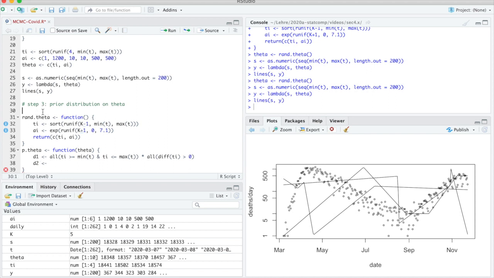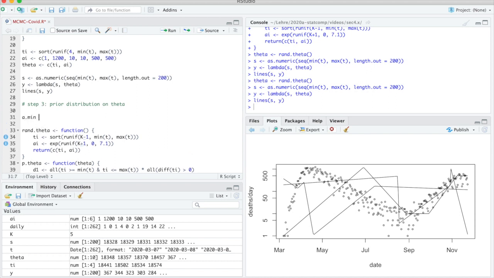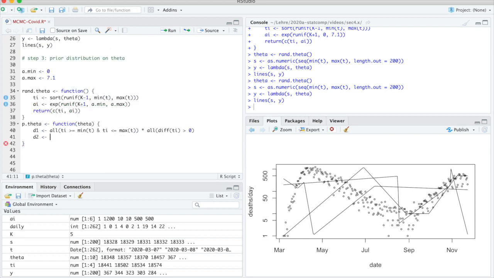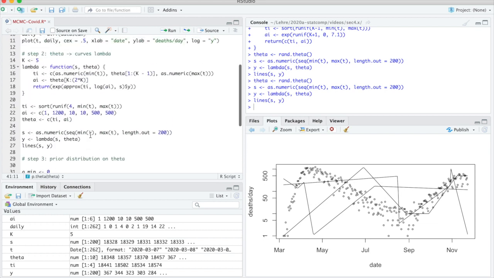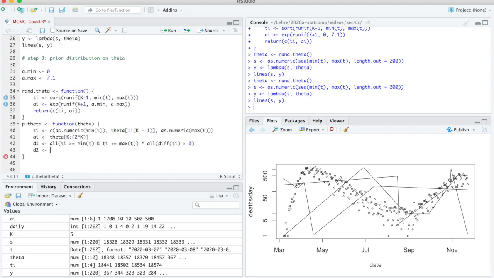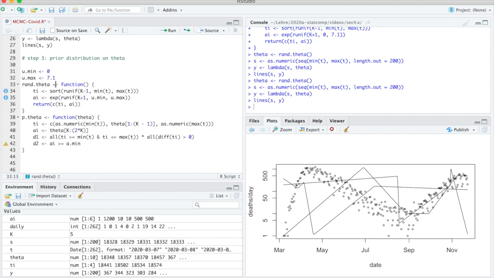Okay, so let's give names to a and b. So let's call it a min, that's what I just called a, and a max, that's what I just called b, that we chose 7.1 here. Here goes a min, here goes a max, and then we need, let's first give names to ai and ti. I can copy that from here. And then for one ai, I would just write ai greater or equal to a min. Oh, and I need to be careful. Let's rename that. I call that u min and u max. And that's how we generate them.